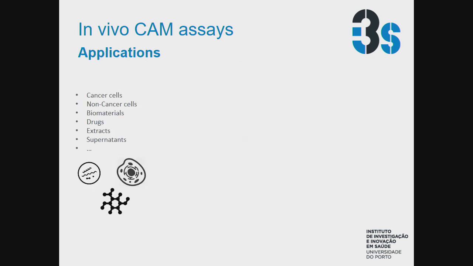So what can you test on this? Cancer cells, that's the most relevant example that I will give you, but you can also test other types of cells, mesenchymal, fibroblasts, and biomaterials. We've used biomaterials directly assembled in disks or in microspheres, or in combination with cells. You can test drugs directly if you want to check the effect of just the drug, or you can test the drugs on xenografts on the CAM. You can use extracts from microorganisms or plants that you also want to test. And you can use supernatants, like solutions that are enriched in exosomes or other types of vesicles that you are interested in.